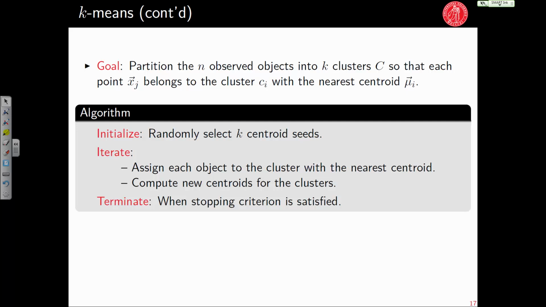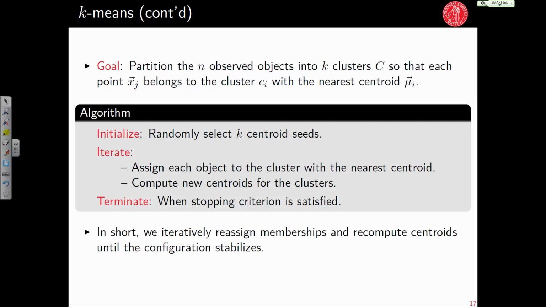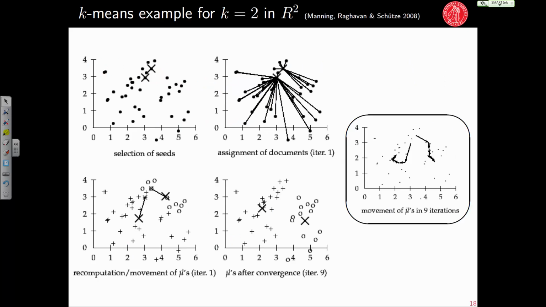As you look at how the algorithm works, you see how the centroid moves, and it will depend on how the points are distributed. So let's look at the visual example. Basically, what we're saying here is that we are iteratively reassigning memberships and recomputing centroids until the configuration stabilizes. So let's have a look at this example here.